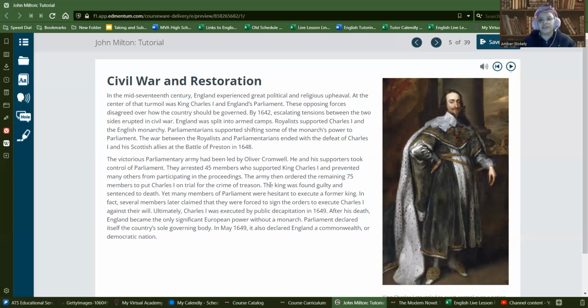They put King Charles on trial for treason. Basically, treason is when you betray your country, or give up information that puts them at the mercy of other forces. So King Charles was found guilty, and he was sentenced to death. So they definitely decapitated him. They give you the date for this. This is 1649. It was a public decapitation.